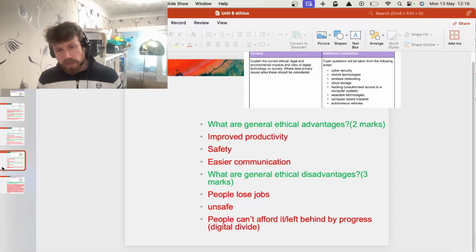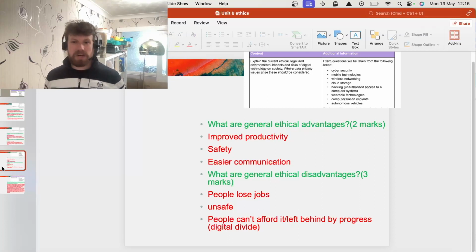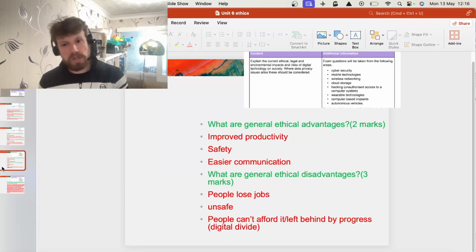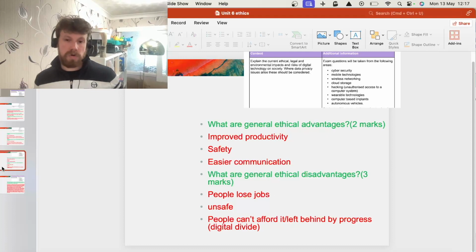Safety. If it's going to be safer, autonomous vehicles may make it safer for us. You could also say robots. Robots are going to be going into dangerous locations where human beings would otherwise be going, so lives are going to be saved. Easier to communicate: wireless technology is going to allow for more people to communicate all around the world. Cloud storage is going to be easier to collaborate on very difficult documents over a large geographical area.